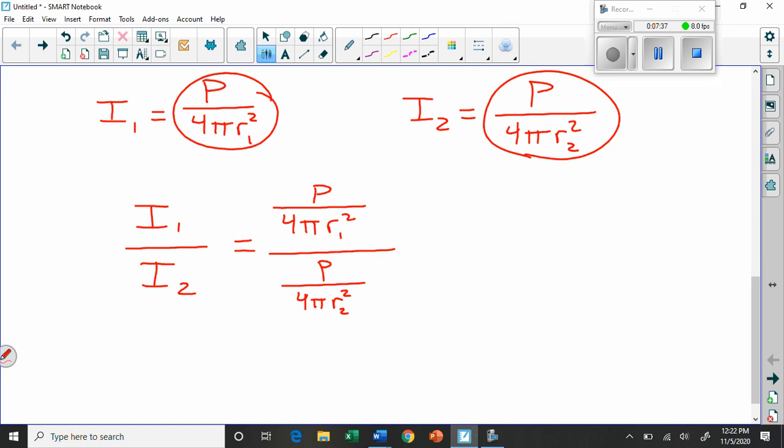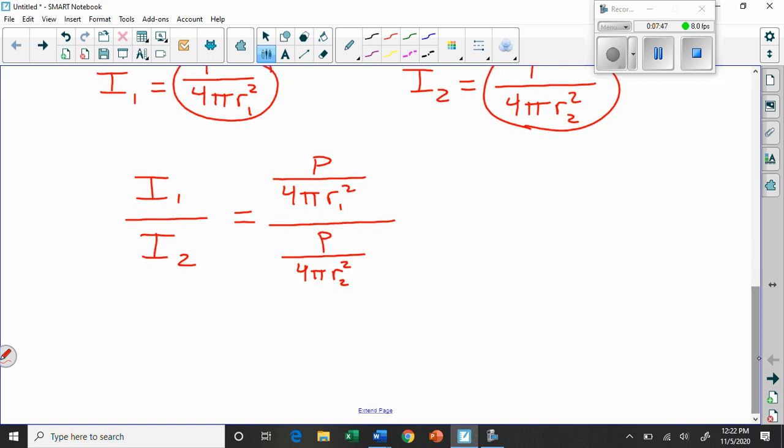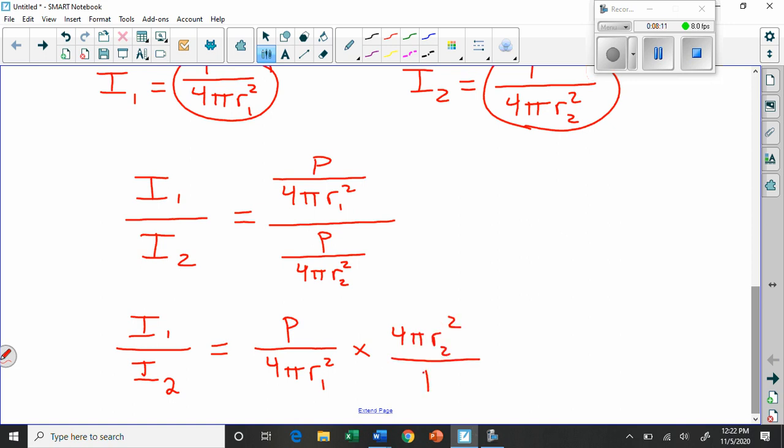So I'm replacing the I's with these things, which are exactly the same as them. And then we have to do some math. We have to divide by a fraction. Do you remember how to do that? Multiply by the reciprocal, right? So let's take the top of this fraction. So I1 compared to I2 is equal to P, the top of the fraction, over 4 pi R1 squared, multiplied by the reciprocal. So flip that bottom part upside down, and it would be 4 pi R2 squared over P. See that?